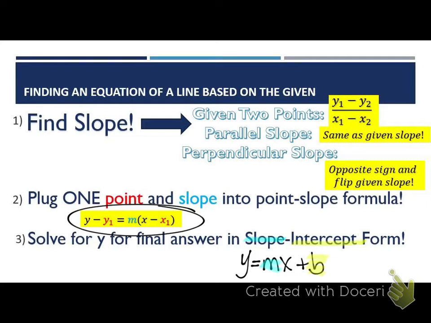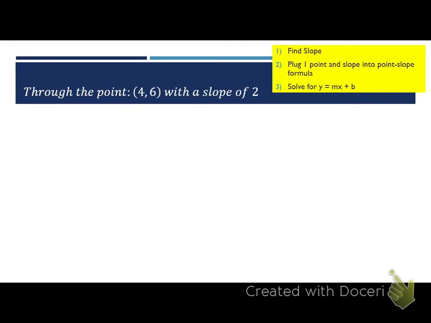So we're going to practice. At the middle-ish of the page, we're going to find the equation of the line through point 4, 6 with a slope of 2. So our first step is always to find the slope. Do I need to do anything to find our slope? No. So I found my slope, right? My slope is 2. So done with step 1.